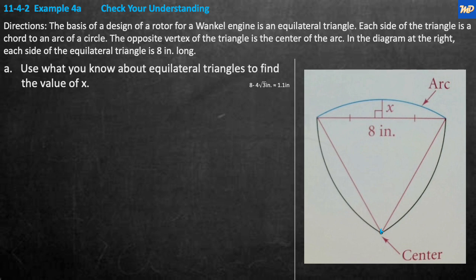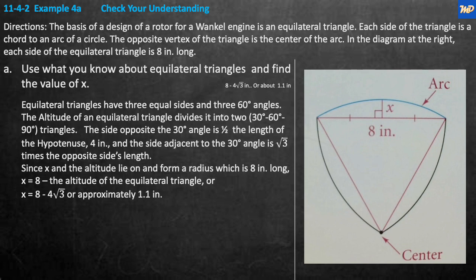If you swung this arc, he follows the arc. So this arc is created by this 8-inch length chord. The opposite vertex of the triangle is the center of the arc. The diagram at the right has each side of the equilateral triangle 8 inches long. So it says, use what you know about equilateral triangles to find the value of x. Okay, go ahead and stop the video. When you come back, we'll continue.